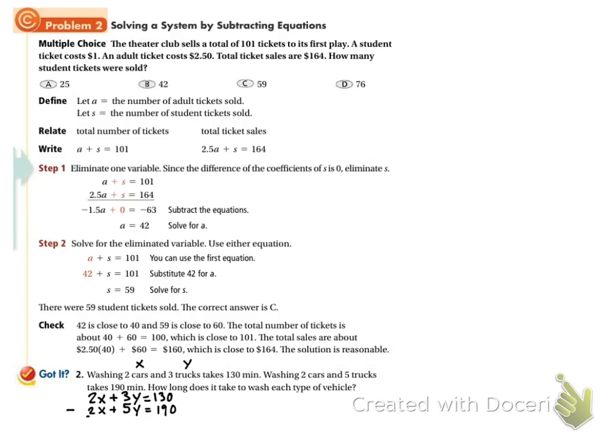When you are subtracting equations, you are subtracting every term in there. So 2x minus 2x, well that's 0, so our x's are disappearing. 3y minus 5y, that's a negative 2y. And then 130 minus 190, that's negative 60. So I'm going to divide both sides by negative 2, and we get that y is equal to 30. So it takes 30 minutes to wash a truck.